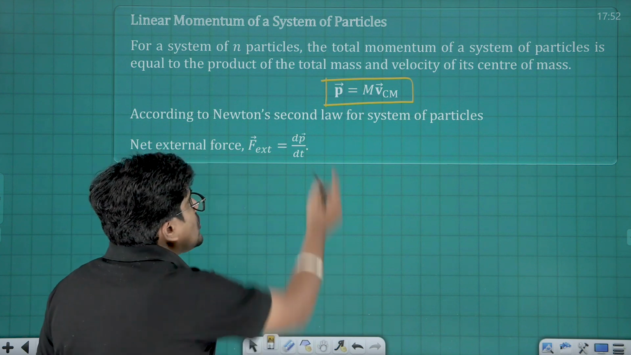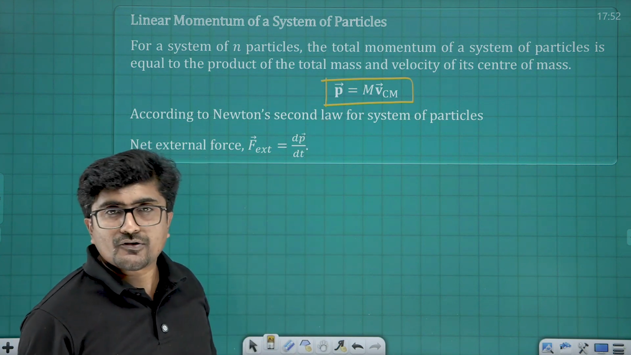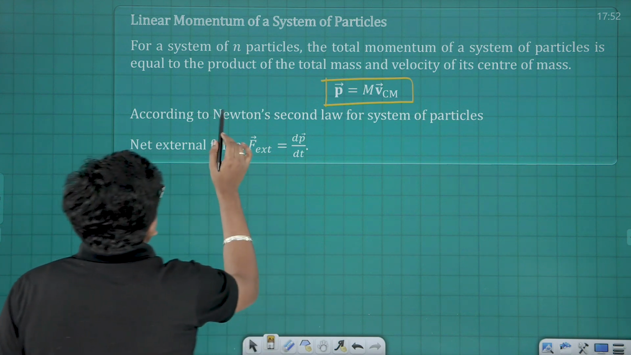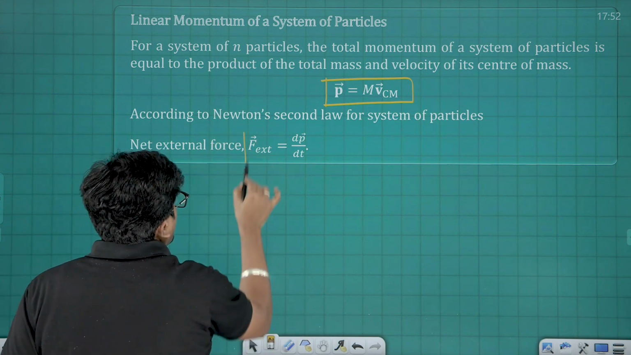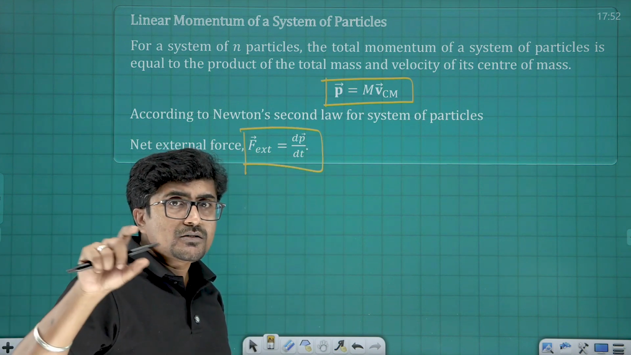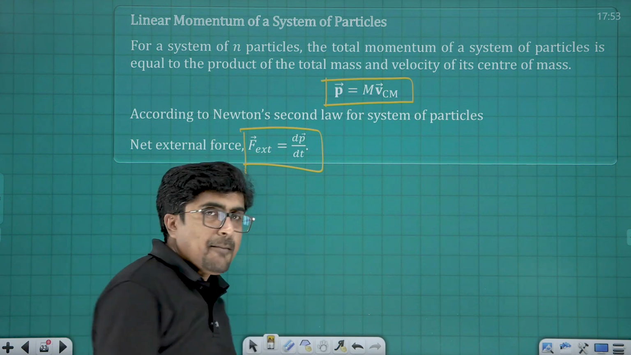And that is going to be the total mass of the system times the velocity of the center of mass. That's what this particular relation says. And the next one is, if an external force is acting, the way we consider it for a single particle system, the same thing is applicable here.